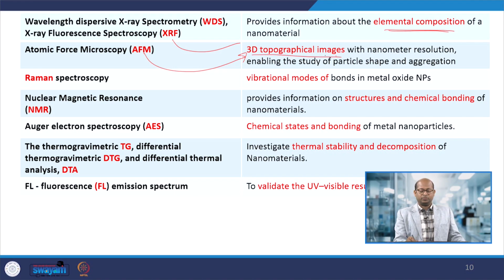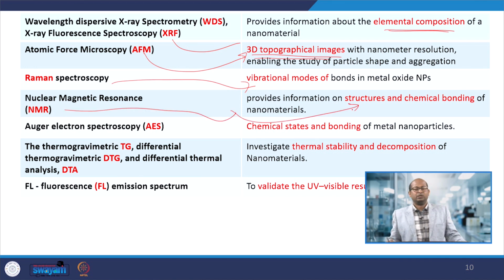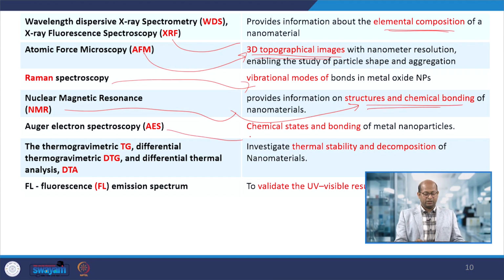So we can get a topographical image and 3D structure. Then Raman spectroscopy would be useful for metal oxides, carbon nanotubes, or other materials whatever we prepare. So the vibrational characterization of that particular material we can do. Then NMR also gives structure and chemical bonding, and AES, Auger electron spectroscopy, gives chemical state and bonding.